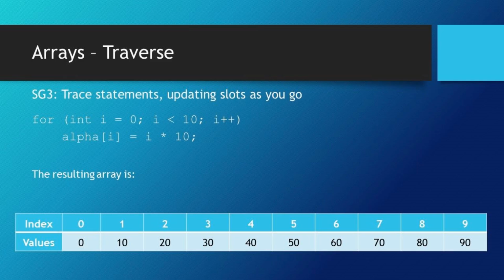Alpha at position 0 would contain the value 0 times 10, which is 0. Alpha at position 1 would contain the value 1 times 10, which is 10. Alpha at position 2 would contain the value 2 times 10, which is 20, and so on, until we reach position 9, which would hold the value 9 times 10, which is 90.